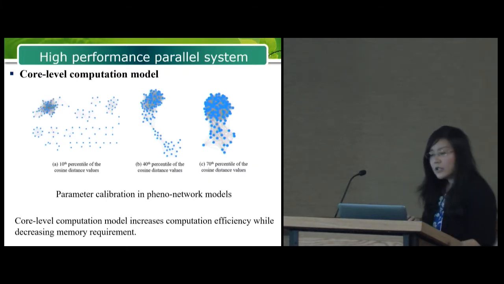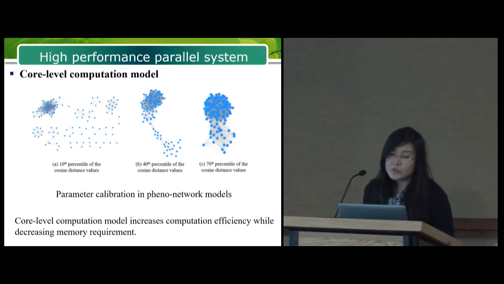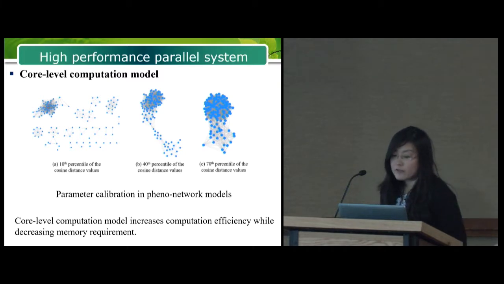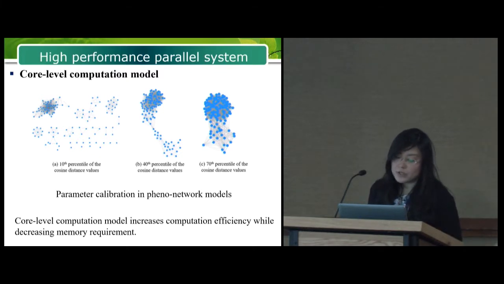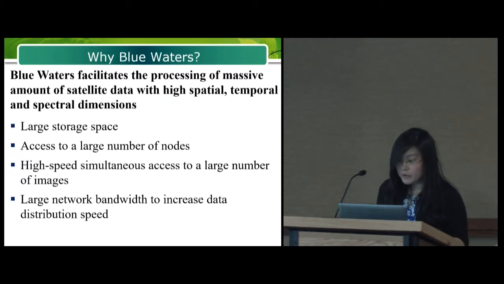Another component is the core-level computation model, which is mainly used for parameter calibration in our leaf coloration models, such as our Pheno-network models. Usually we need to construct a multiple range of network models in order to find the optimal one that can model this leaf phenological process. So in this process, we leverage OpenMP to do the parameter calibration in order to increase the computation efficiency while decreasing the memory requirement.